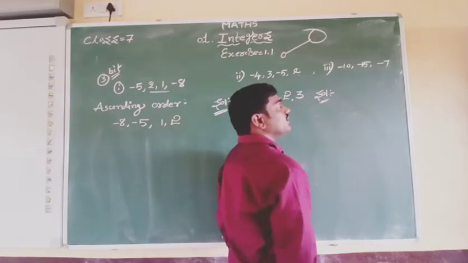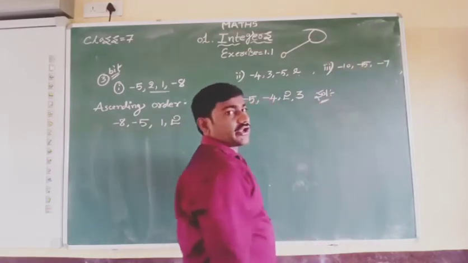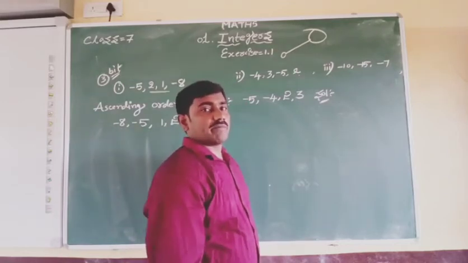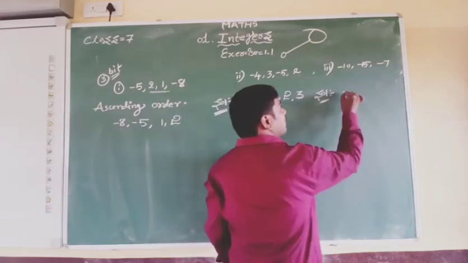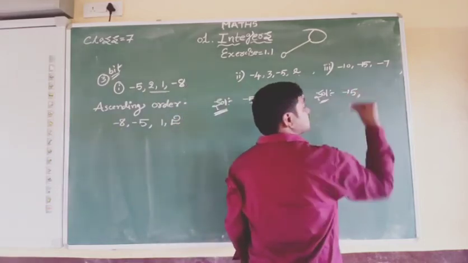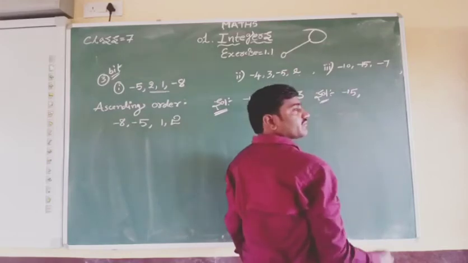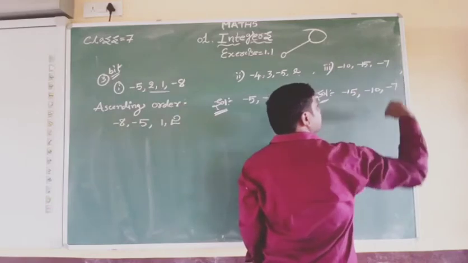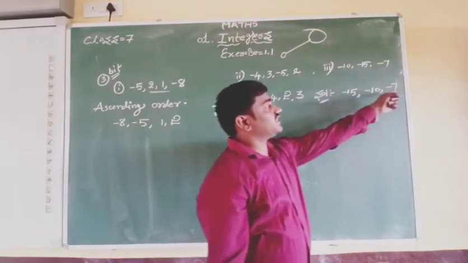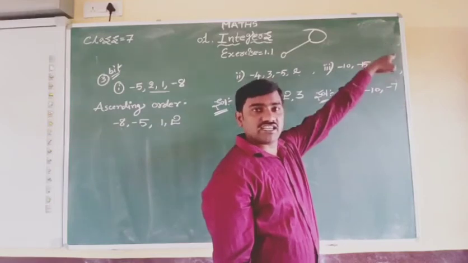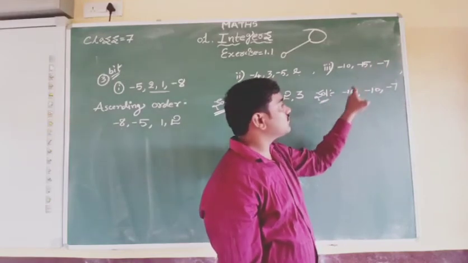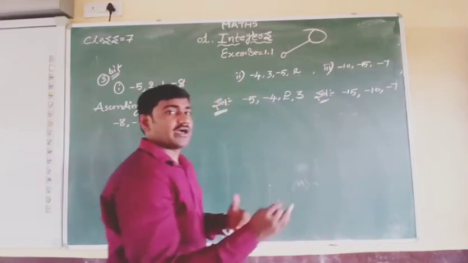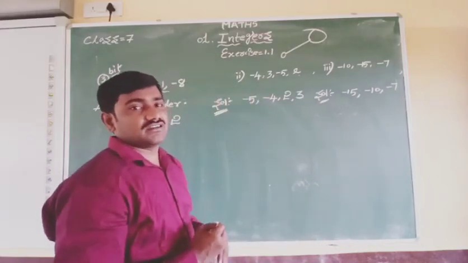I hope. Here all these three are negative integers. In the negative integers, as I told you how to compare, which is the smallest one? Minus 15 is the smallest among these three. After minus 15, minus 10. Then after, minus 7. In these three integers, minus 7 is the greatest or biggest number. Minus 15 is the smallest number. I hope you understand now how to compare and how to write in ascending order in the integers.